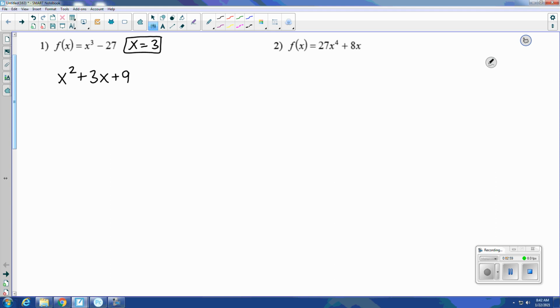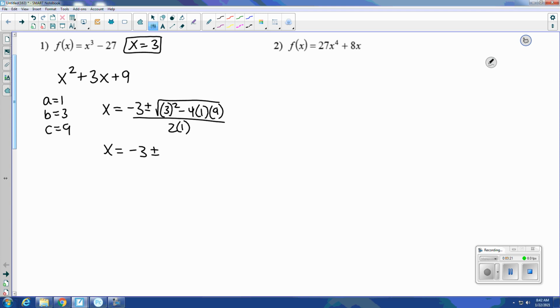So let's identify a, b, and c. So a is 1, b is 3, c is 9. Quadratic formula: x equals negative b plus or minus the square root of b squared minus 4ac, all over 2 times a. So x equals negative 3 plus or minus the square root of 9 minus 36, which is negative 27, over 2.